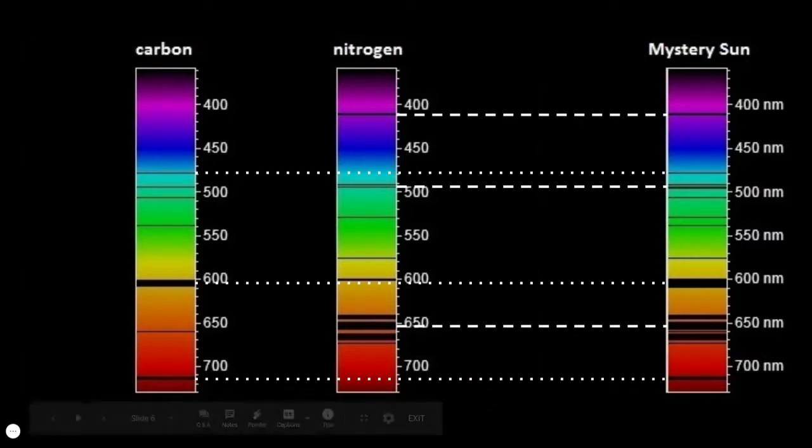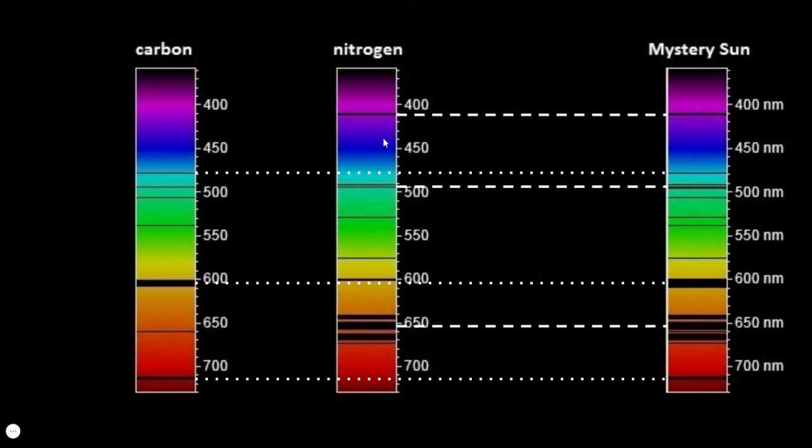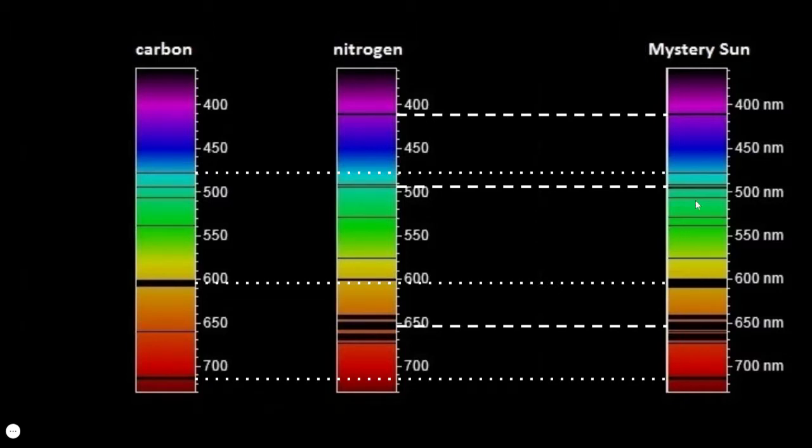All right. On this slide, it shows that indeed carbon and nitrogen are my 2 elements. It also lines up some unique bands from each element to those same banding patterns on my mystery sun.